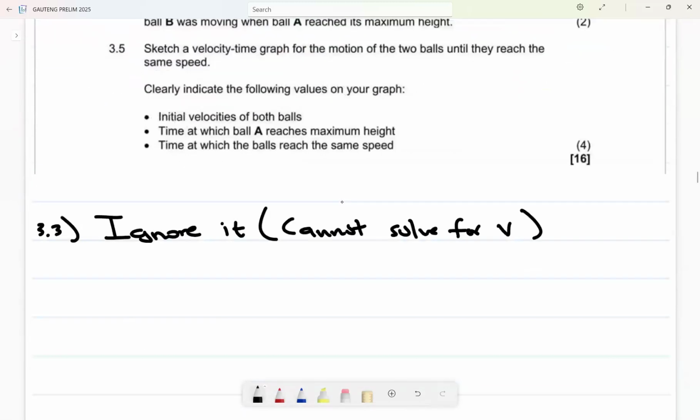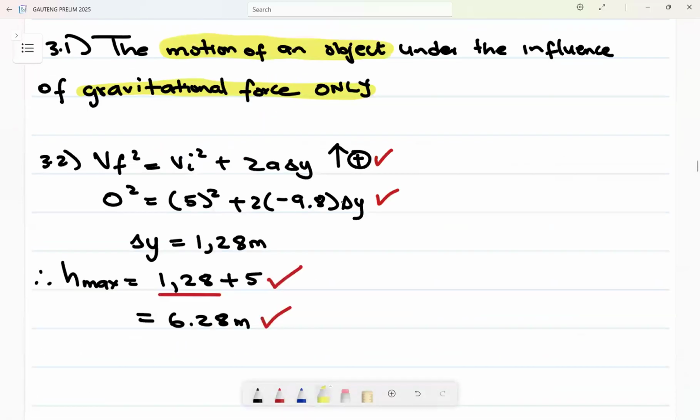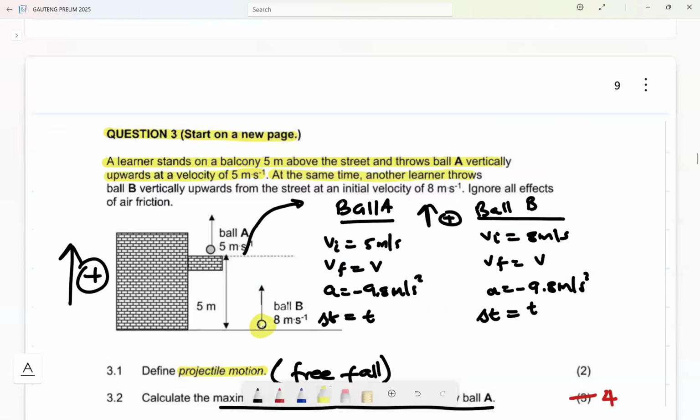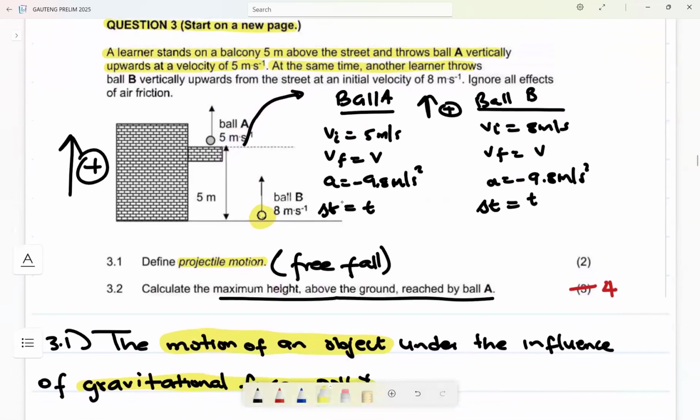Okay. And then let's move on to 3.4. 3.4, they say ball A reaches the maximum height after 0.51 seconds. Calculate the velocity at which ball B was moving when ball A reached the maximum height. So they basically were trying to see how much the velocity of ball B was when this one reached the maximum height. So let's try to see the speed of ball B.